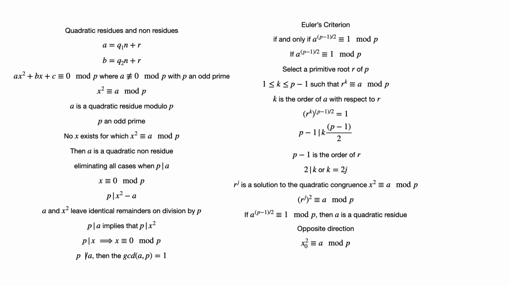For the opposite direction, if A is a quadratic residue and x naught squared is congruent to A mod P, then A to the power (P minus 1)/2 is congruent to x naught squared to the power (P minus 1)/2, which is congruent to x naught to the power P minus 1 modulo P. But Fermat's theorem tells us that x naught to the power P minus 1 is congruent to 1 mod P, since x naught and A are coprime to P. Finally, we get that A to the power (P minus 1)/2 is congruent to 1 mod P, which confirms the criterion.